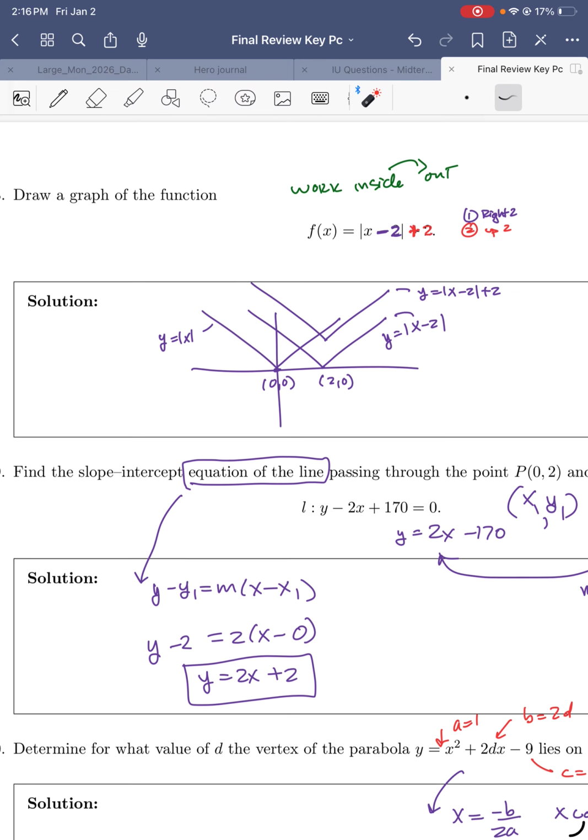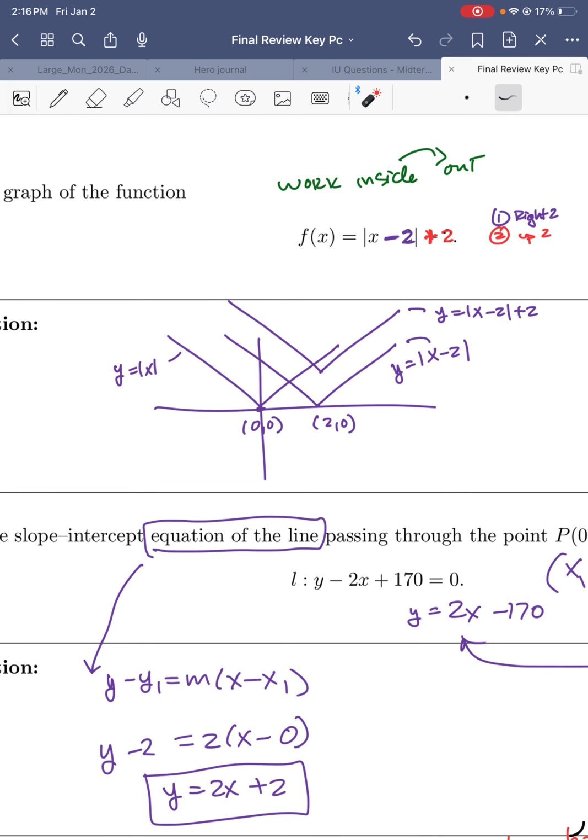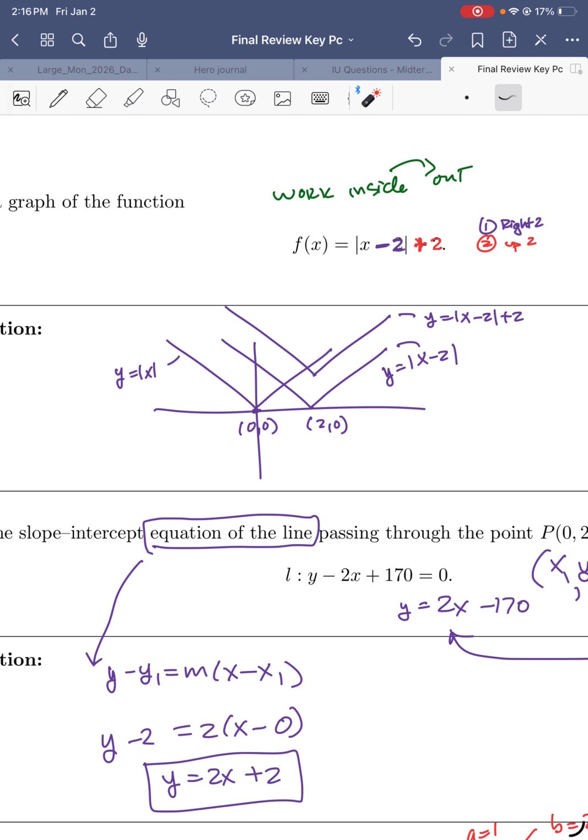All right, here we're graphing an absolute value function, moving that thing around. Notice we want to work from the inside out. So this thing moves right 2 and up 2. So I start off with my original and I move it right 2. And then I move it up 2. Notice I'm letting the reader know that I understand that this point moved from 0, 0 to 2, 0 to 2, 2.